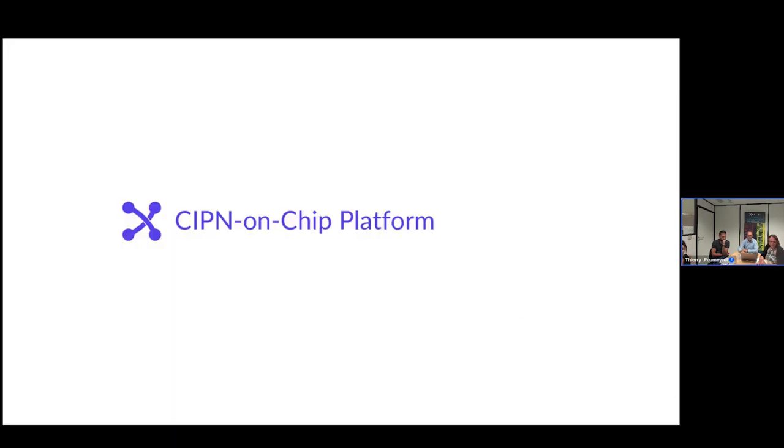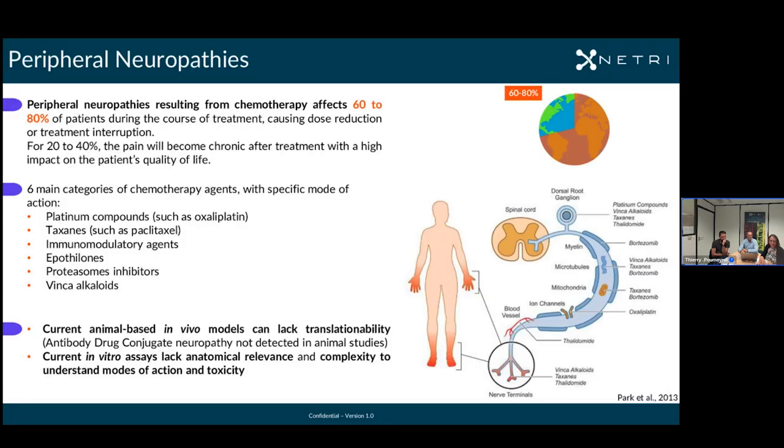Regarding our CIPN on-chip platform, briefly, I will just remind you that peripheral neuropathies resulting from chemotherapy affect between 60 to 80% of patients during the course of treatment. That can cause dose reduction in some cases or treatment interruption, but mostly a decrease in the quality of life because of this pain. And for 20 to 40% of patients, the pain will become chronic after treatment, with a really high impact on quality of life.